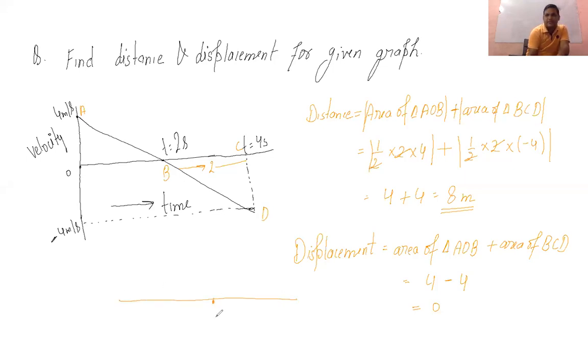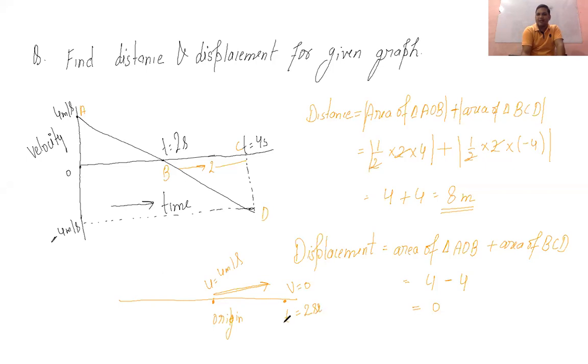Let's say the origin is there. So it is a velocity-time graph. You can say the body is starting with an initial velocity of 4 meters per second, and it is coming to rest. It is going in this direction, and the final velocity becomes 0 at t equal to 2 seconds.